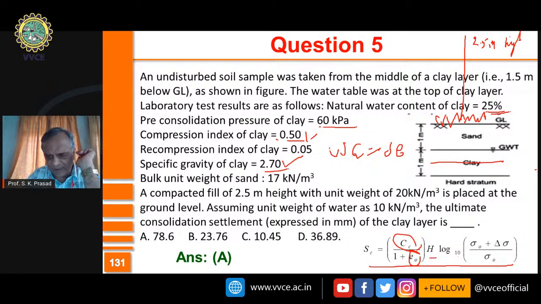H is the thickness of the clay layer, that is 1 meter. And sigma naught dash is the initial overburden pressure. The pre-consolidation pressure of the clay is given, that is, how much it has been consolidated. The pressure is found to be 60 kilopascal. Otherwise, you could have been given the density, but it is not given. Instead, the pressure it was subjected to before was 60 kilopascal.